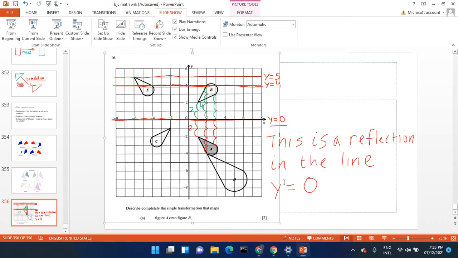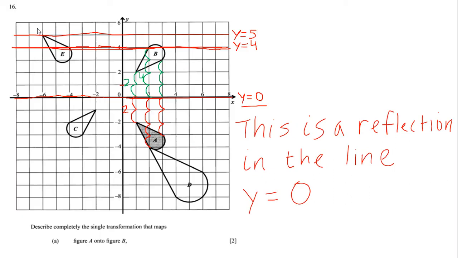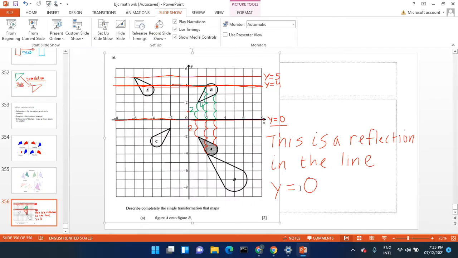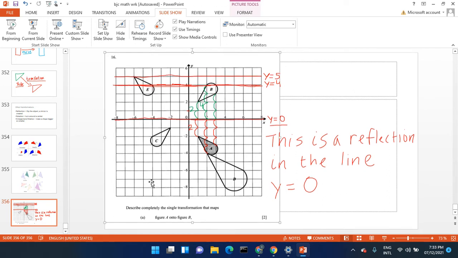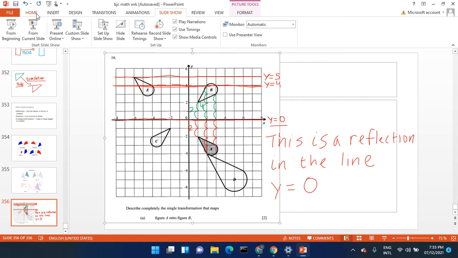Okay, so this is a reflection in the line y equals 0. That was an easy one. Hopefully all of them are easy like this. I doubt it. Please, don't say that. You're hoping for the best.